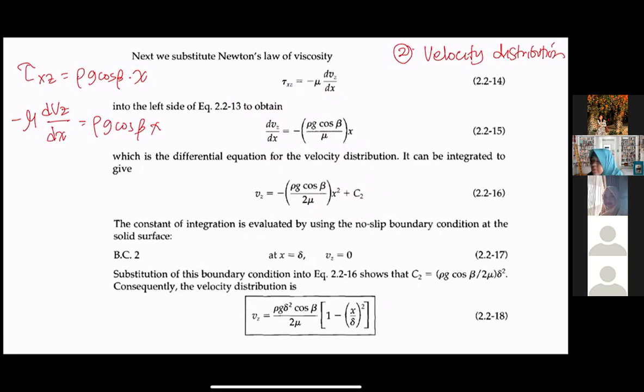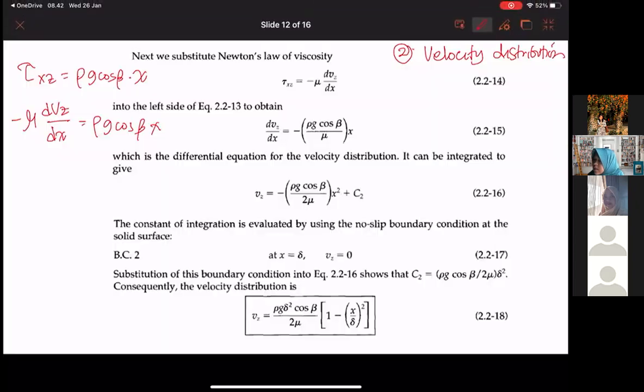For the boundary condition, we can use the second one, which is the no-slip boundary condition. So that means at the no-slip boundary, let's check the boundary. Again, for the boundary condition, we have to find the boundary condition that is related to the velocity.